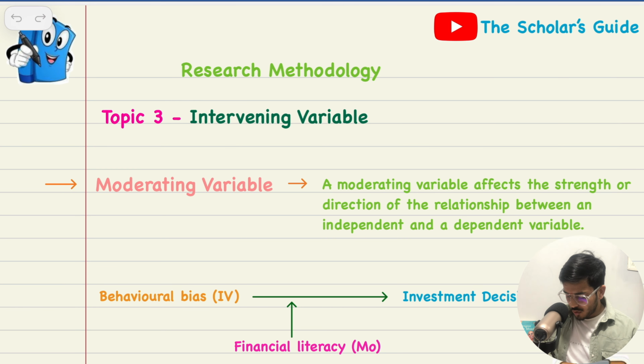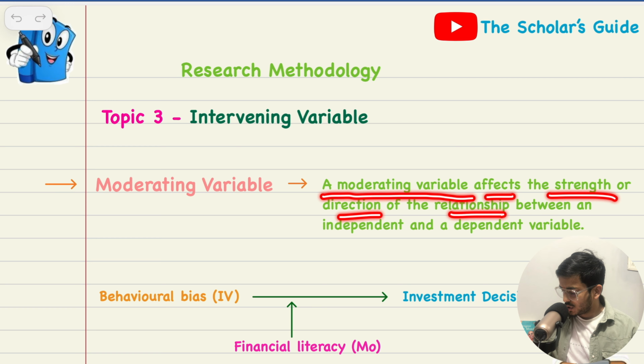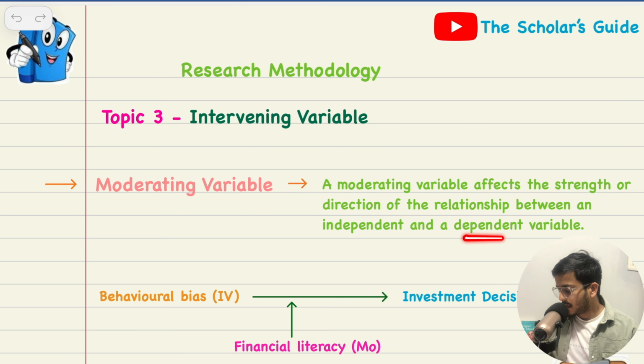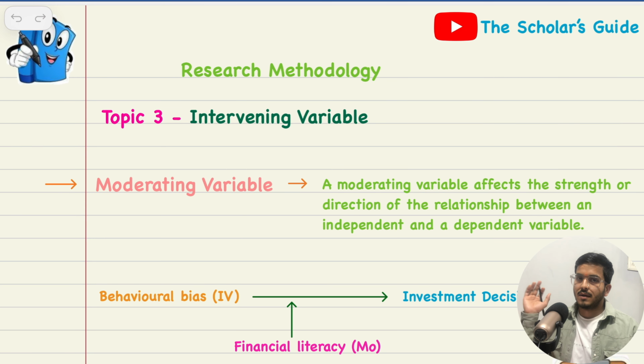Okay, so moderating variable. A moderating variable affects the strength or direction of the relationship between an independent variable and a dependent variable. There is a particular relation between independent variable and dependent variable. So what a moderating variable does is they kind of affect the strength or direction, how more or how less the independent variable is going to impact the dependent variable.